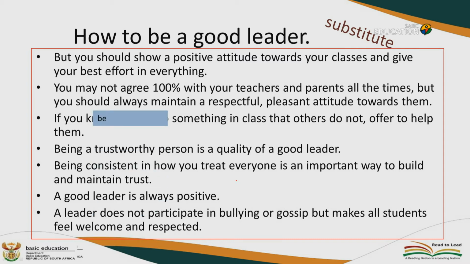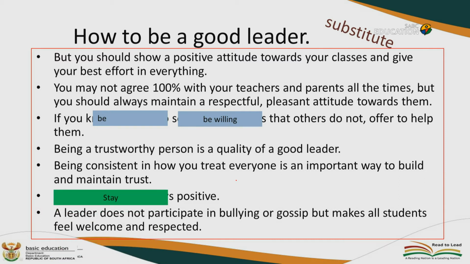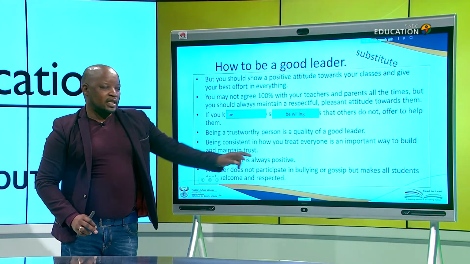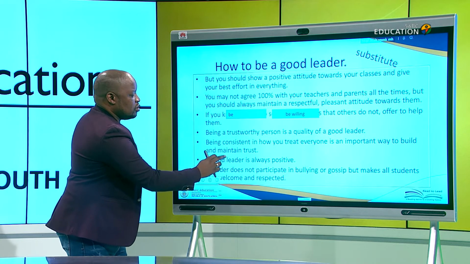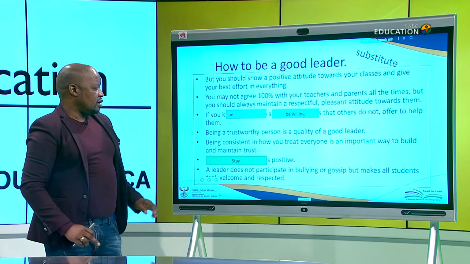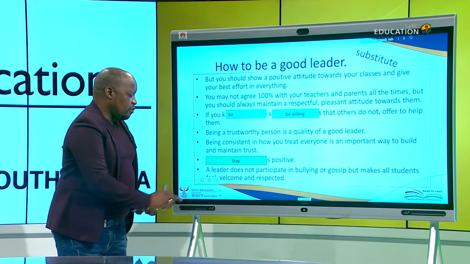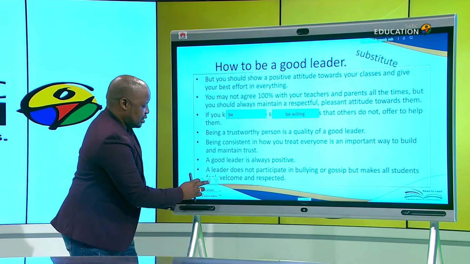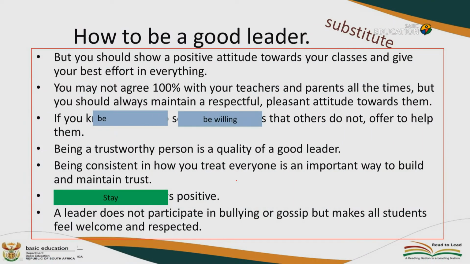Look at number two, we've got be there. Be willing. We'll see how these ones change. You see how many words have been removed? A good leader is always positive. Now look at 1, 2, 3, 4. You say, stay positive. From a sentence like that one that had 1, 2, 3, 4, 5, 6 words was changed into 2 words. Remember, there's a summary. We summarize.